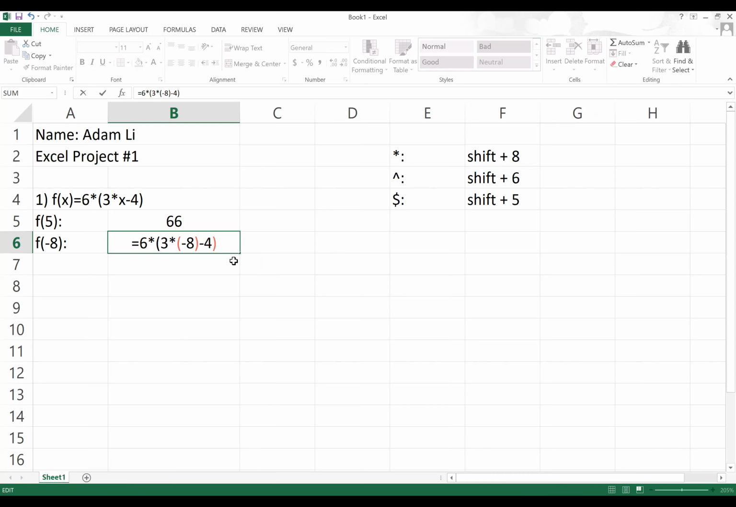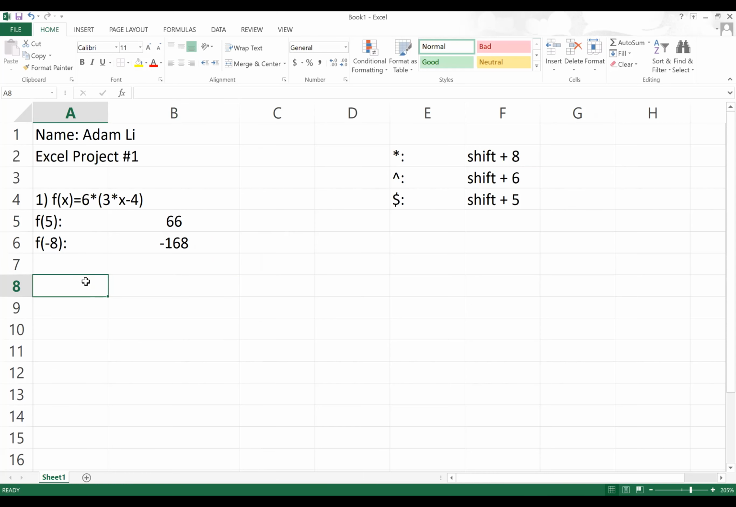And the only thing is when you open parentheses, you need to close it. So open one, close one, open one, close one. And then we get that, right? If you do not put a parenthesis here, same result comes up, right? And no confusion here. Okay, so this is question number one.